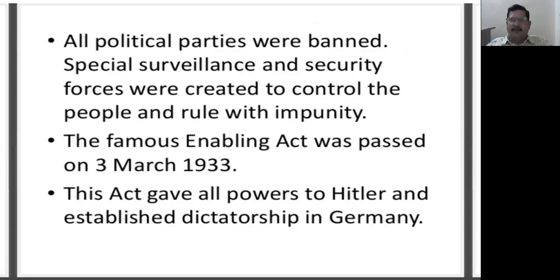See, immediately after he came to power, he changed a lot of laws, rules, regulations. This act gave all powers to Hitler and established dictatorship in Germany. Then President Hindenburg died. Then later, immediately, he took all the powers. He took over and he established a dictatorship in Germany after passing the Enabling Act.